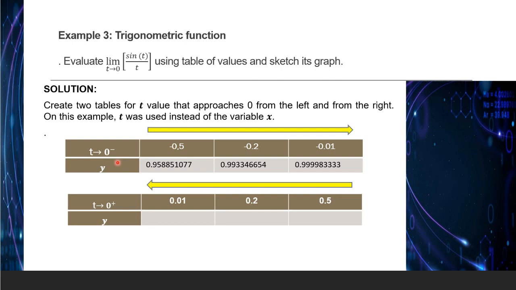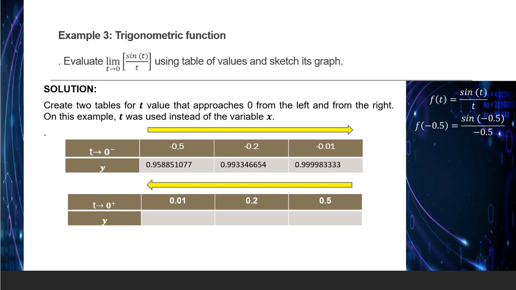Okay, let us get now the y values as t approaches 0 from the left. And we have here now the y values. So let's have the procedure in finding these y values. Our given function is f of t equals sine t over t. So if t is equal to negative 0.5, we have f of negative 0.5 equal to sine of negative 0.5 over negative 0.5. Just substitute negative 0.5 for the variable t.